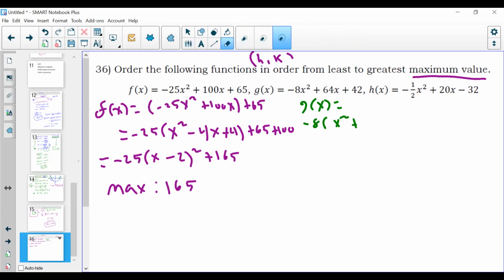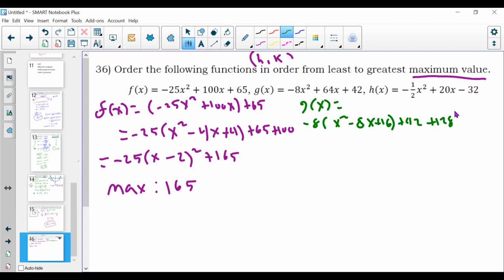Sorry. I must have gone too fast. All right. Minus 8x plus 42. So divide -8 by 2, you get -4. -4 squared is positive 16. Add a 16 there. 16 times -8, 16 times 8 gives you 128. So we can add a 128 here.